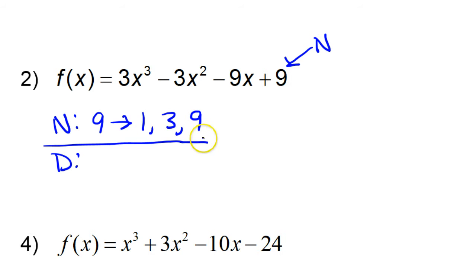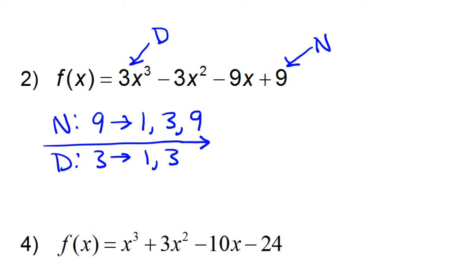Okay, so those are the factors of 9: 1, 3, and 9, the only numbers that divide evenly into 9. The possible denominators are going to be factors of 3, so the possible denominators are going to be just 1 and 3.